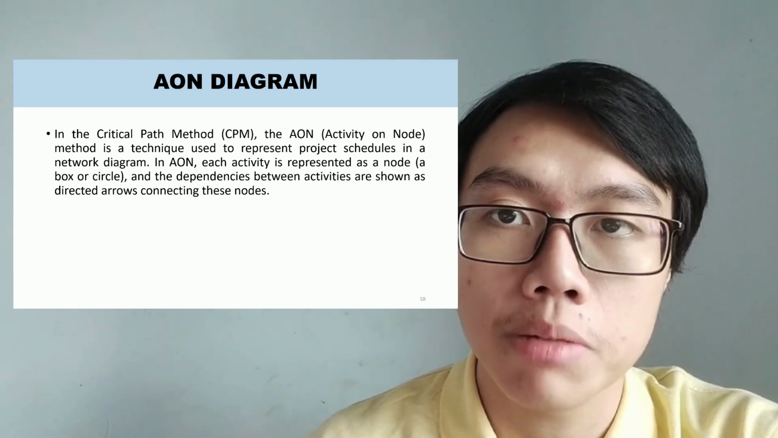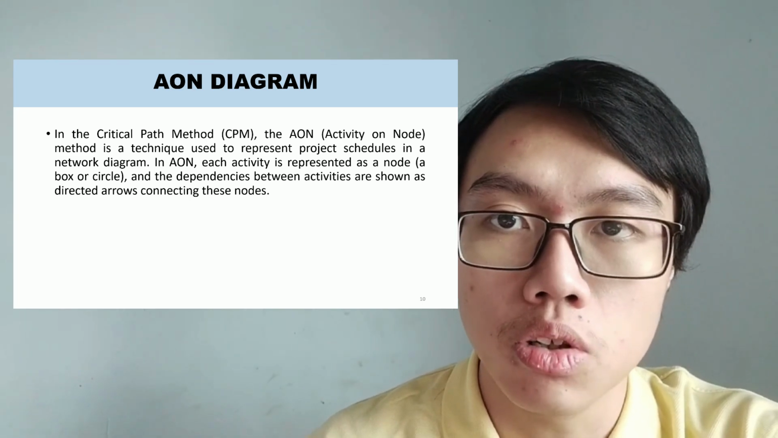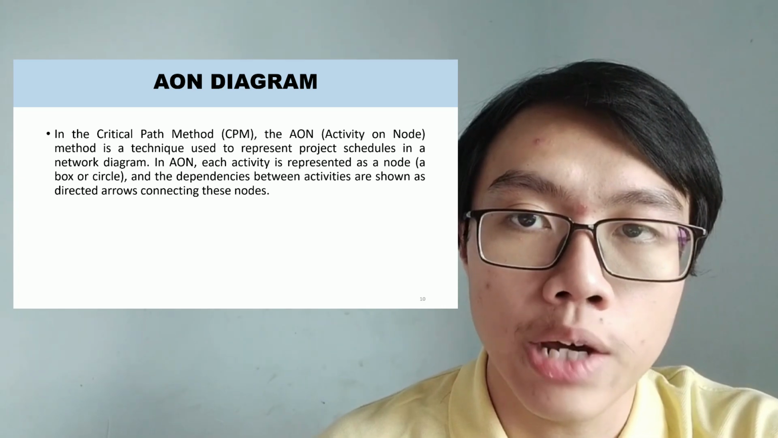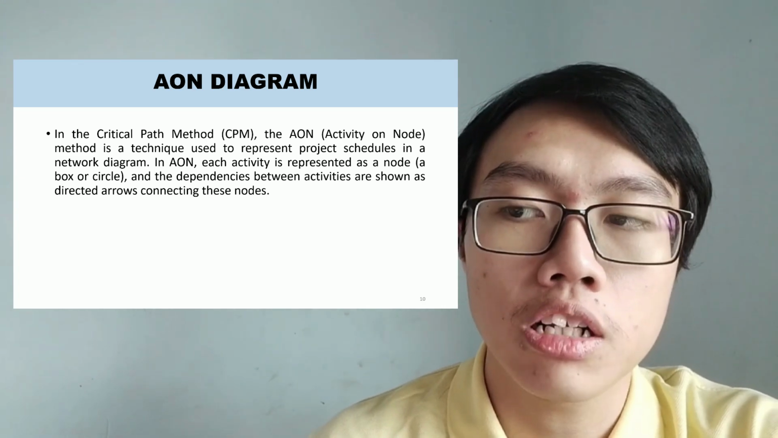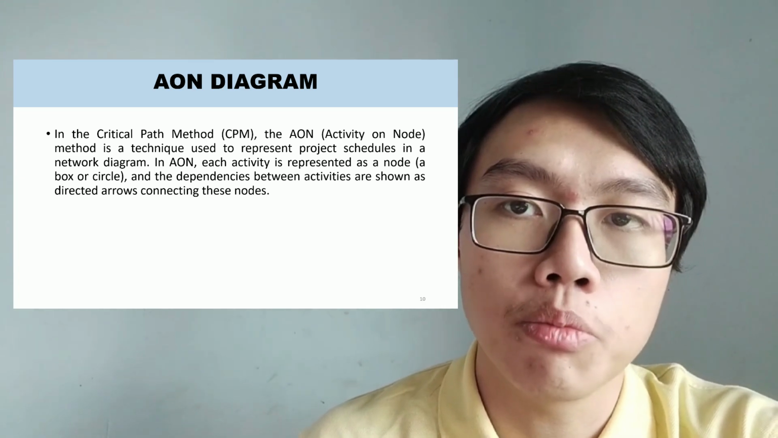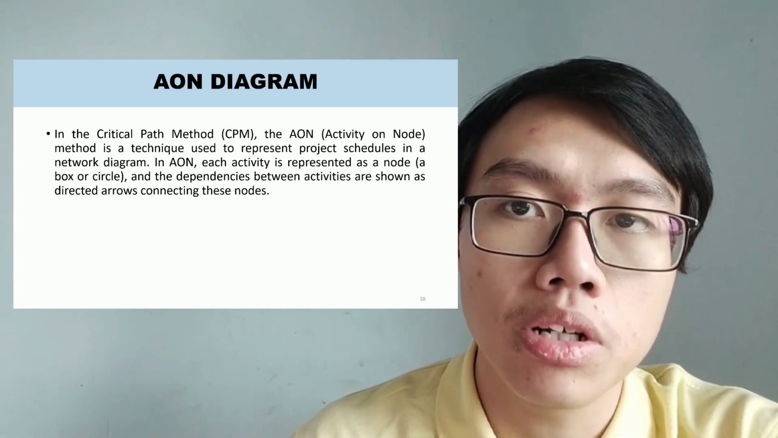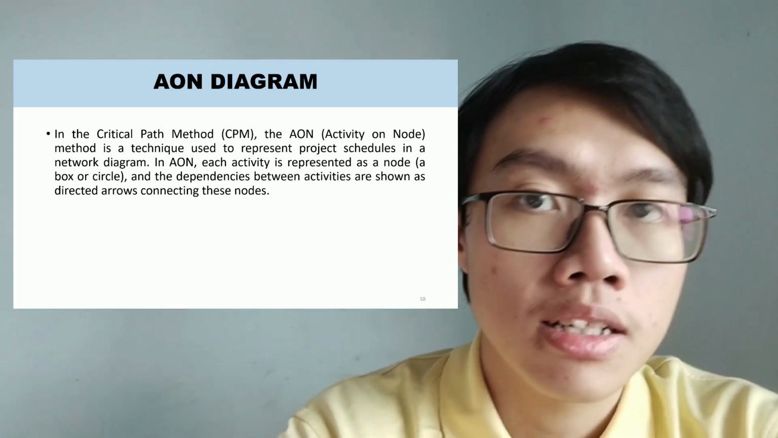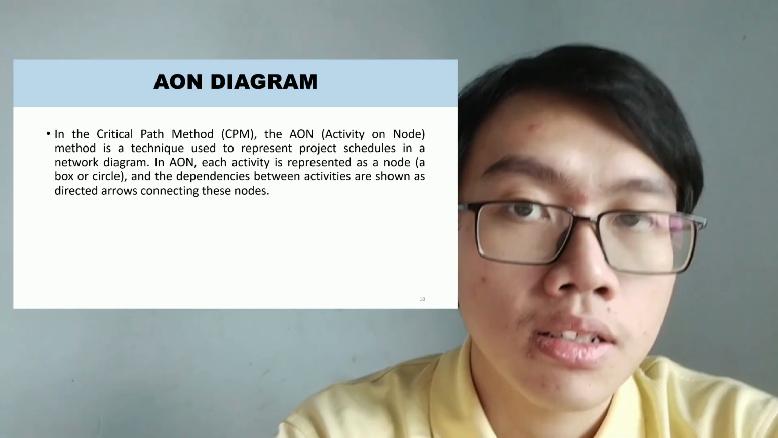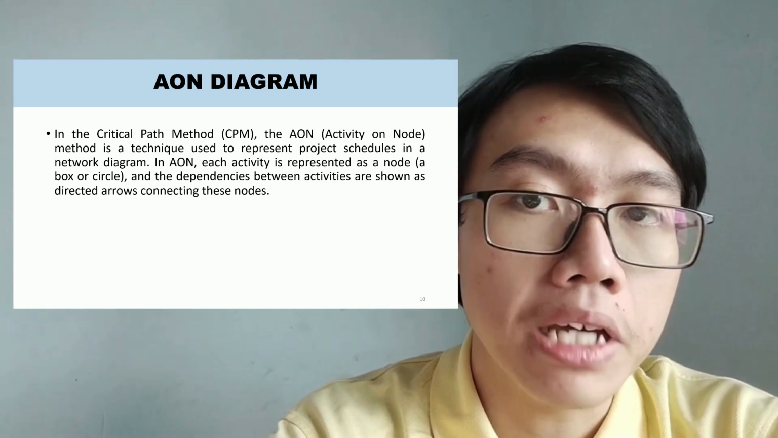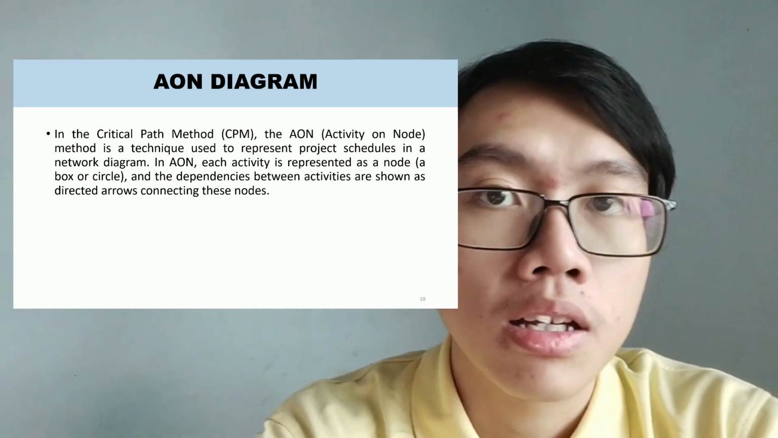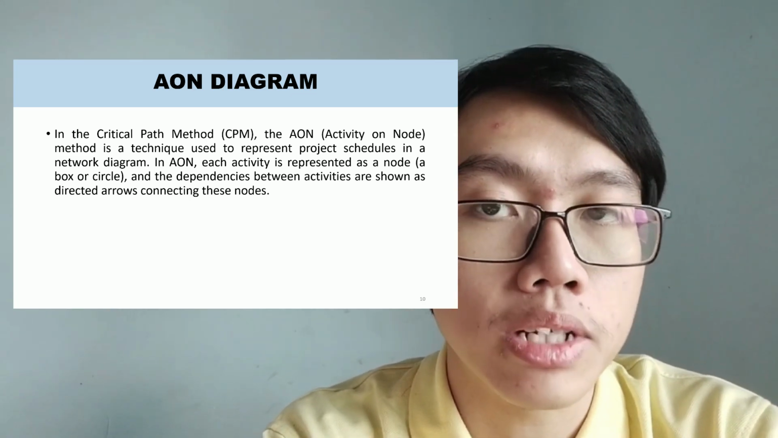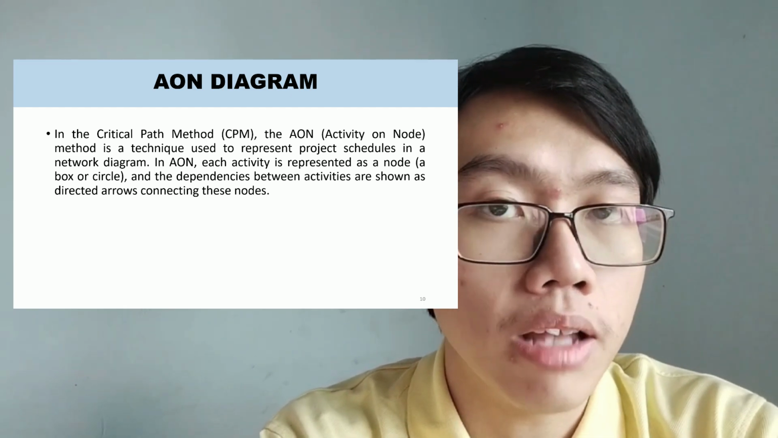Today for my part, I am going to present the AON diagram for this overall project. Before I present our AON diagram, I would like to explain what an AON diagram is. In the critical path method, AON, which is short for activity on node, represents the activities of a project as nodes. The node can be either a box or a circle. Besides that, the dependencies between activities are represented by arrows that connect the activities together.